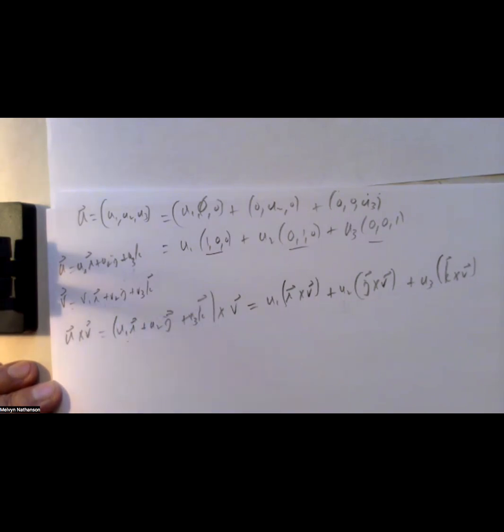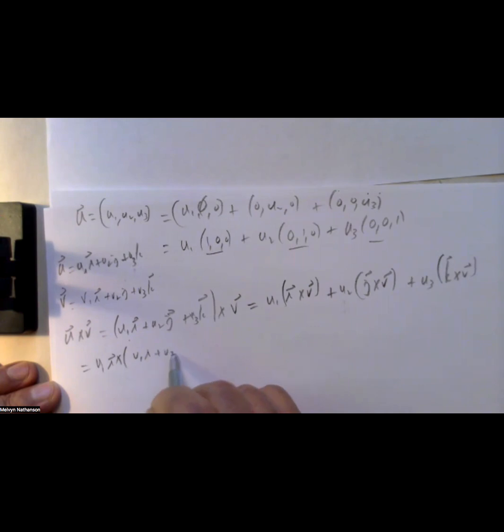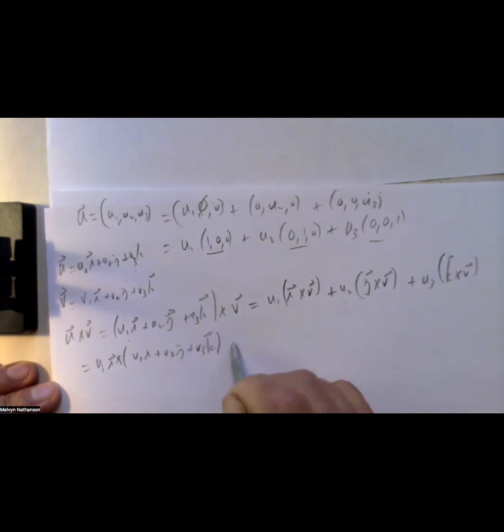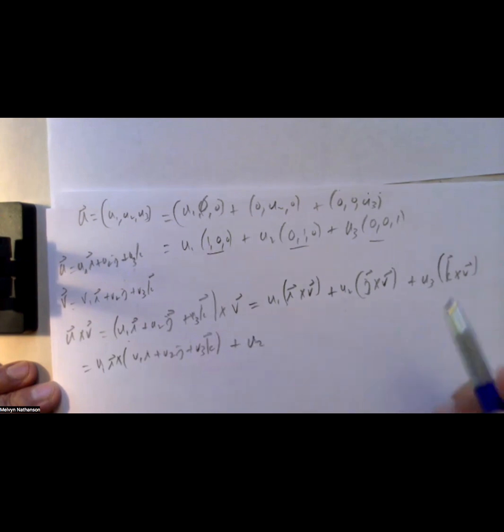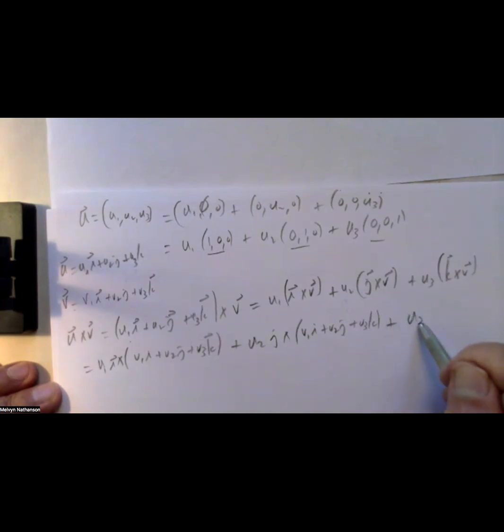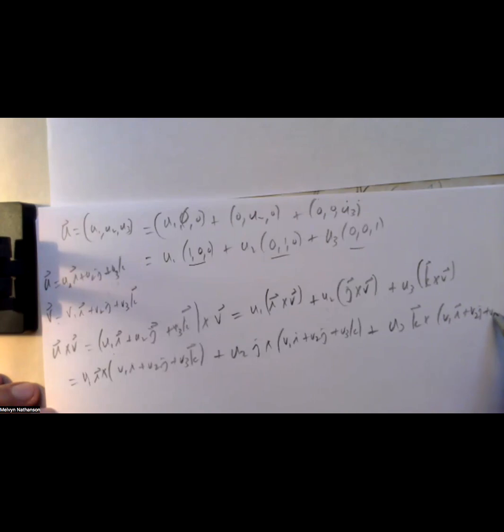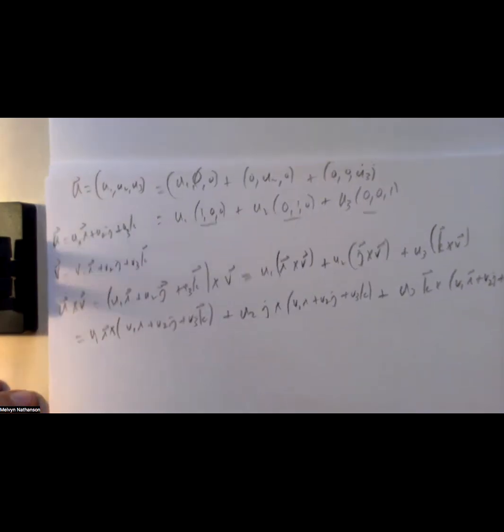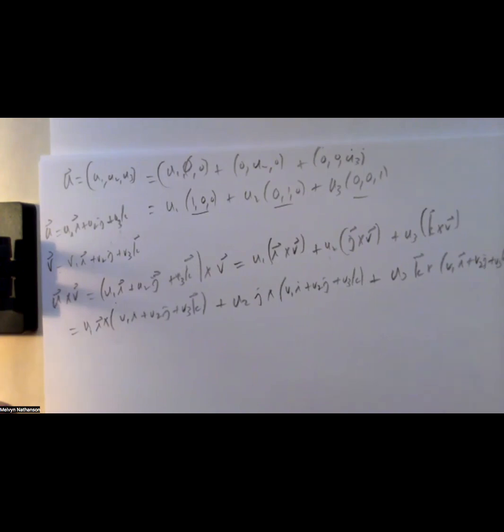But then I can write v like this. This is u1 i cross product with v1 i plus v2 j plus v3 k, plus u2 j times v1 i plus v2 j plus v3 k, plus u3 k cross product with v1 i plus v2 j plus v3 k. And I continue to expand using the distributive law for the cross product.